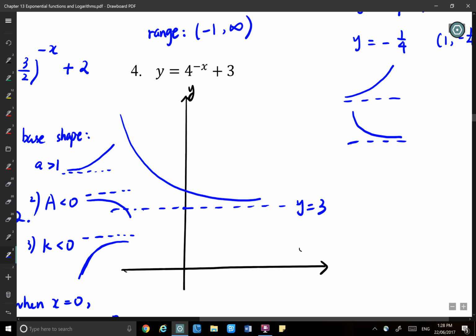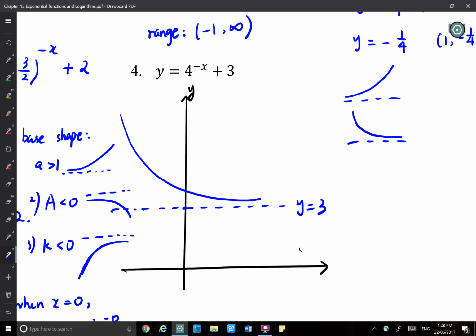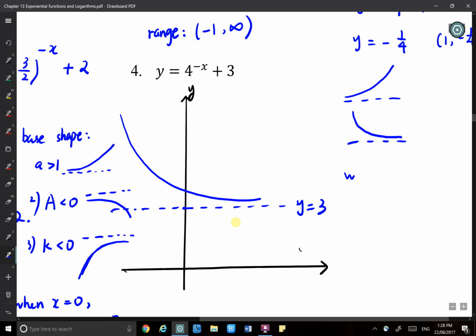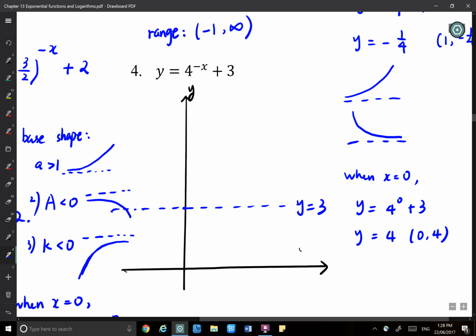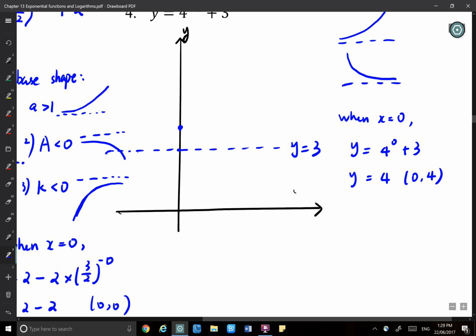So there won't be an x-intercept. There's only a y-intercept. So you say when x equals 0, y equals 4 to the power of 0 plus 3, y equals 4. So (0, 4) should be the intercept. Okay, now I need to find another point.